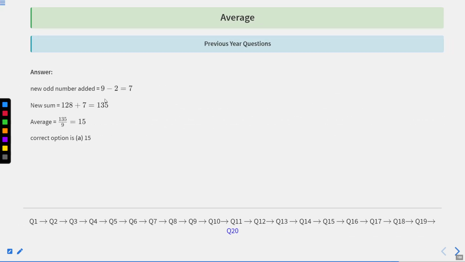So the new odd number that is added is equal to 9 minus 2, which is equal to 7. So the new sum is going to be 128 plus 7, which is equal to 135. So now you know the new sum, including the new odd number. So it will be 135 upon 9, because earlier there were 8 odd numbers, now we have 9. So it is going to be 15. So the correct option here is option number A, that is 15.